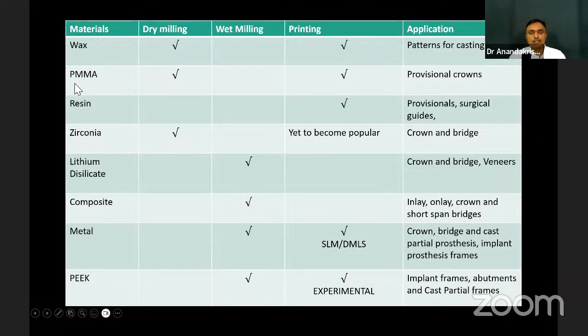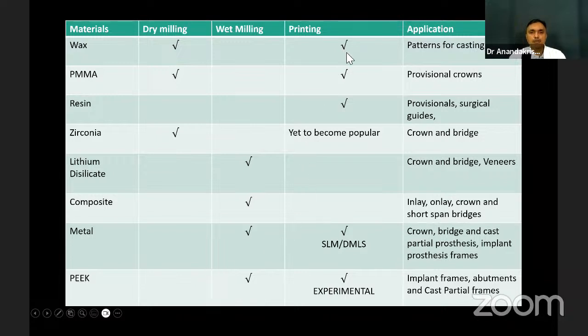We use wax, we use PMMA, we use resins, we use zirconia, we use lithium disilicate, otherwise called Emax or Cameo. We use composite resins, we use metals, and we use PEEK or bio-HPP. So the materials that can be dry milled are wax, PMMA, and zirconia. The wet milling happens with lithium disilicate, composites, metals, and PEEK. These are all wet millings.